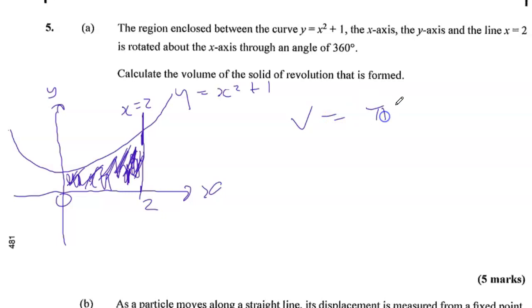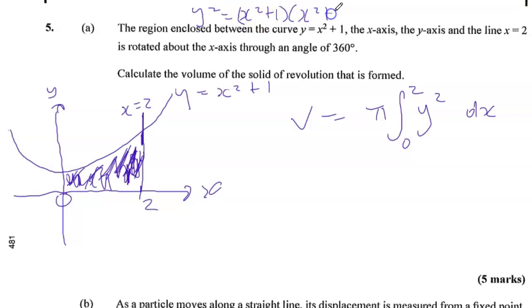is pi times the integral of y squared. We're going to integrate with respect to x, and the x limits here will be 0 to 2. Alright, so we need to find y squared. Now y is equal to x squared plus 1. So y squared would be x squared plus 1 all squared. That's x squared plus 1 times itself.